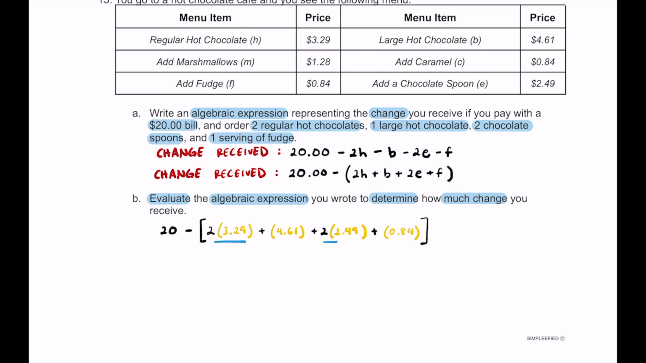We're going to go ahead and do, when I say a few, there's really only 2 here, I guess, right? But let's go ahead and multiply these out. So we have 3.29. That's for each of these regular hot chocolates. We're buying 2 of them. Let's go ahead and multiply that.